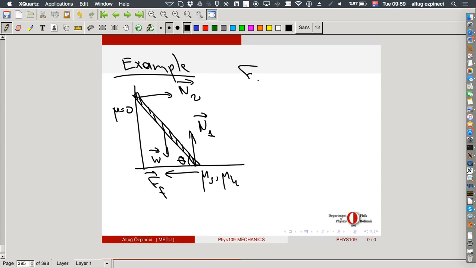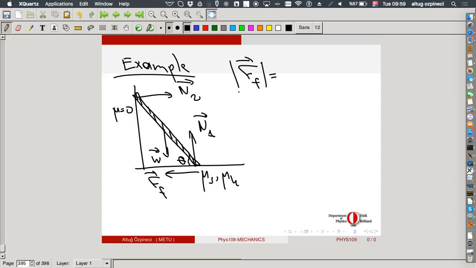Now, what is the magnitude of the friction force? In general, yes, there will be a friction force also acting at this point. But just to simplify, to get rid of one of the forces, I assume that there is no friction force over there. And let's see if it is possible to hold this object in this orientation without a friction force over there. So what is the magnitude of this friction force?